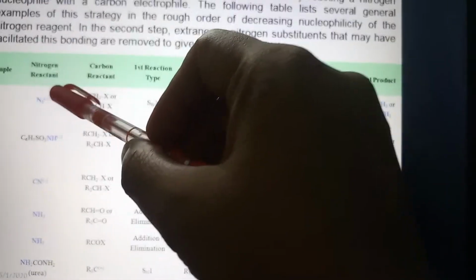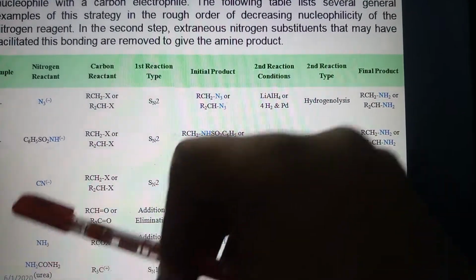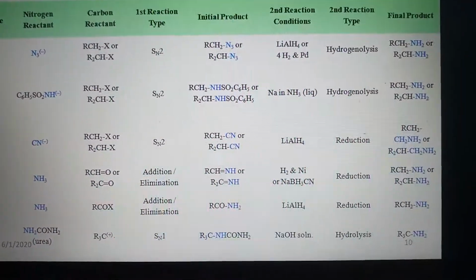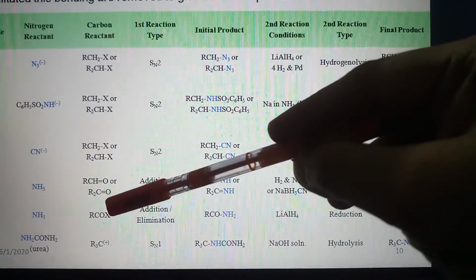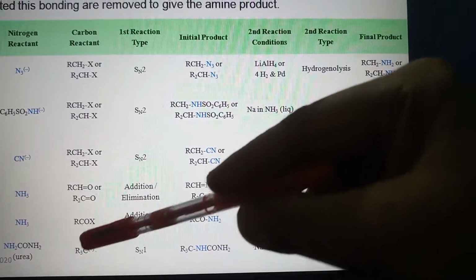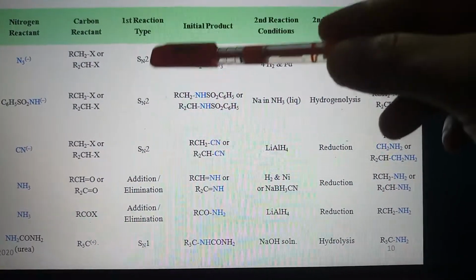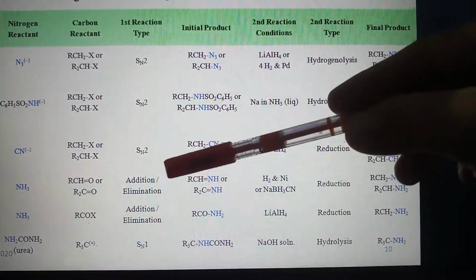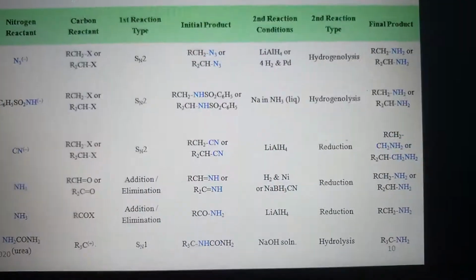You can see here are some nitrogen reactants: azide, cyanide, ammonia, urea. Here are some carbon reactants, mostly alkyl halides or sometimes aldehydes and ketones, sometimes carbocations also. Generally the reaction type is SN2, and in the case of carbonyl compounds it is addition-elimination, and in the case of a tertiary carbocation it is by SN1 fashion.